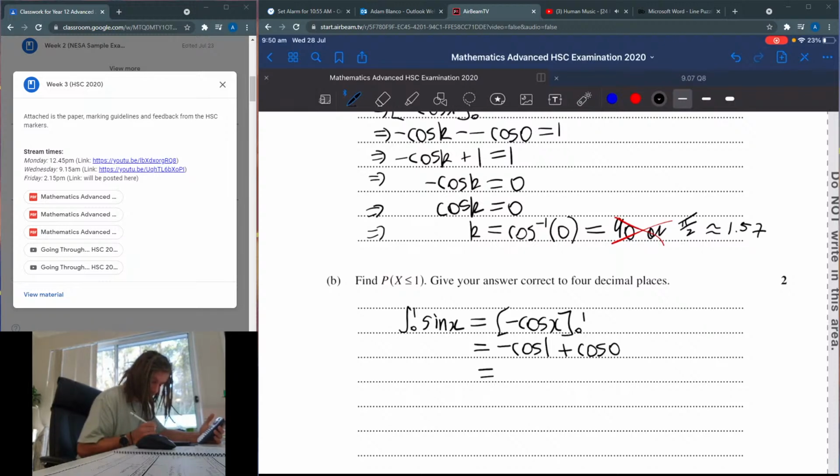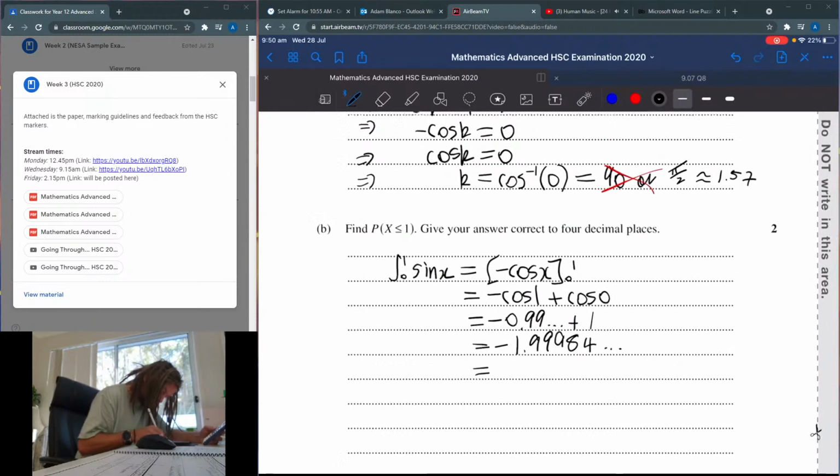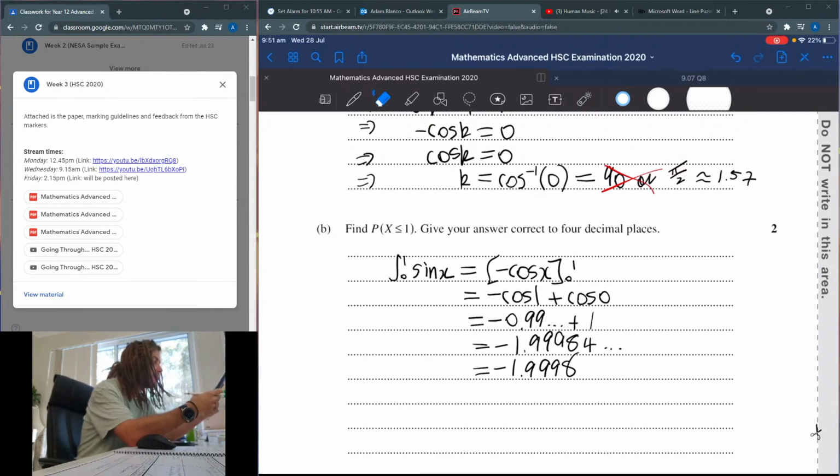What's cos of 1? Negative 0.99 plus cos of 0, 1. Negative 1.9998. Is that right? Oh, it's plus 1. Idiot. Add 1. God damn it.